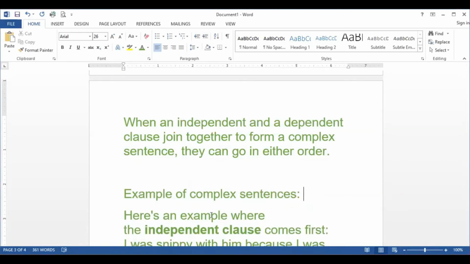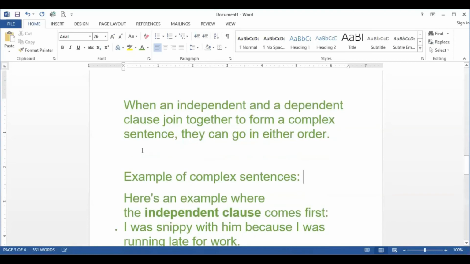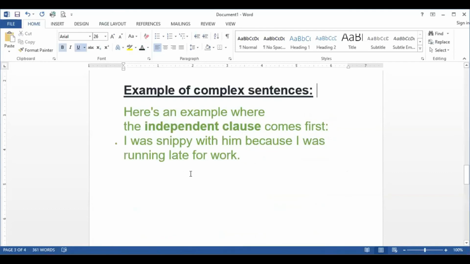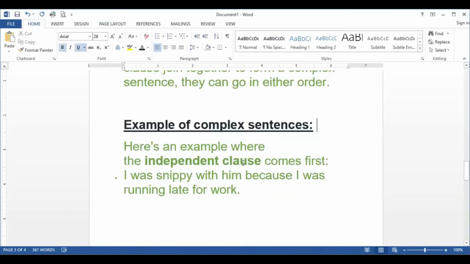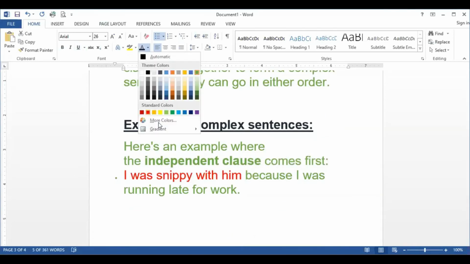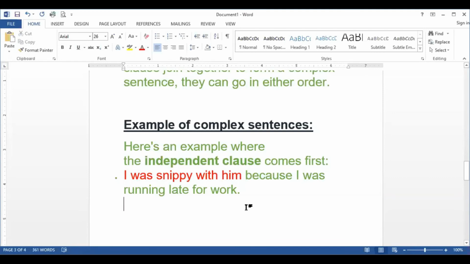So these here now that we will look at is the actual complex sentence. Remember, all notes will be sent to you after the class, right? So in the first example, we have the independent clause coming first. I will highlight the independent clause in red. So the first example of a complex sentence here: I was snippy with him. That is our independent clause.